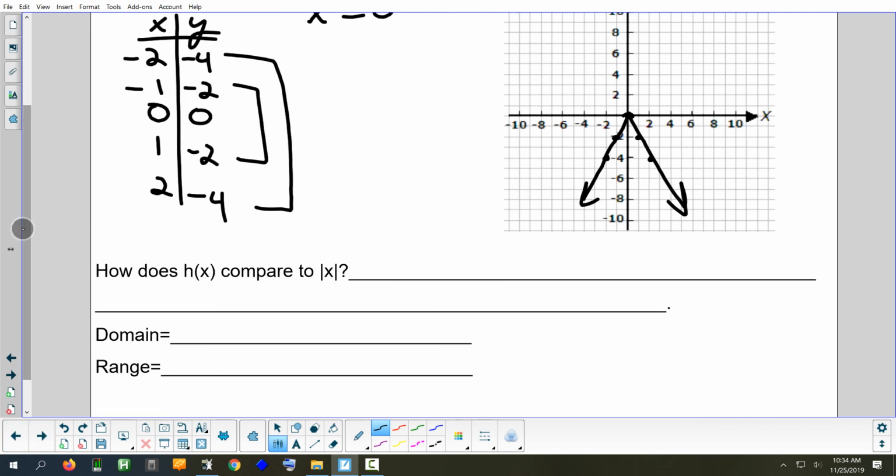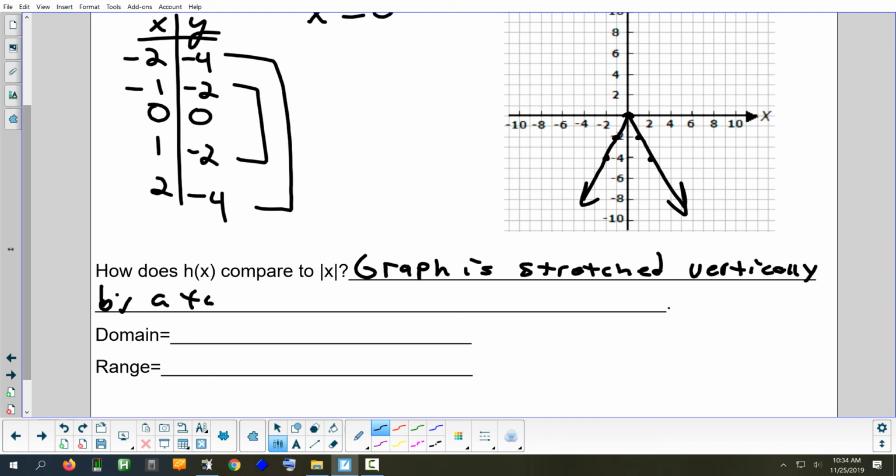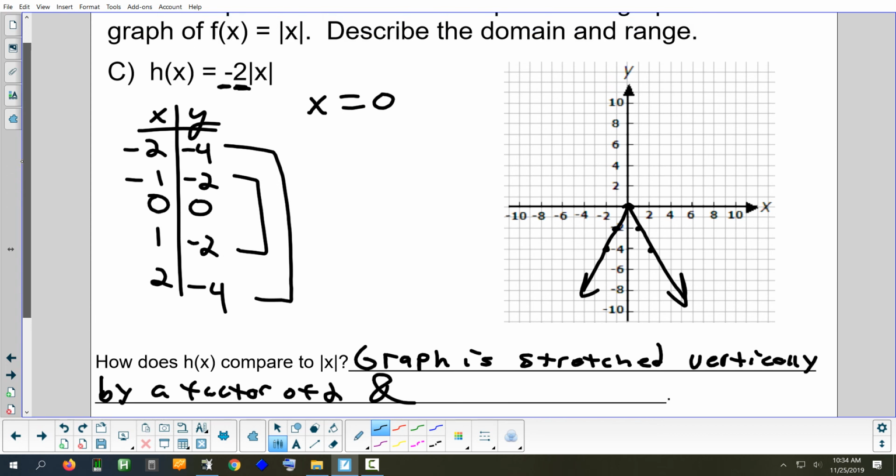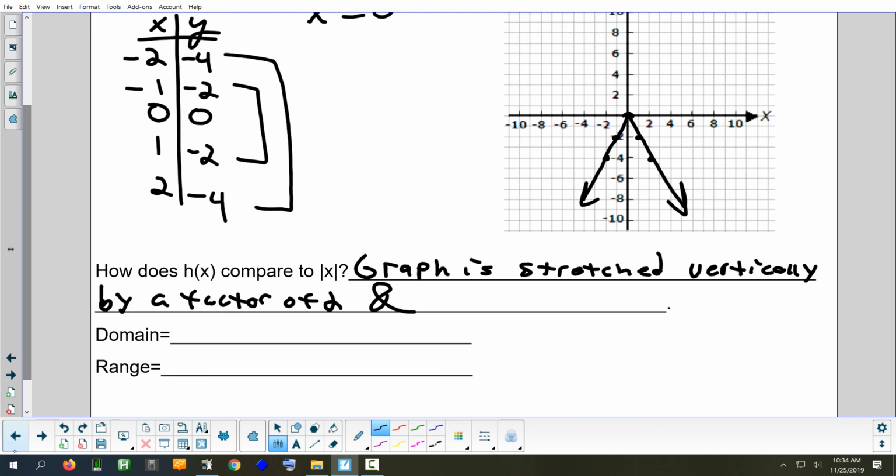So graph is stretched vertically by a factor of 2. And you have to write one more thing. There's a negative in front of the 2. So go back and look at your chart and see what that negative means.